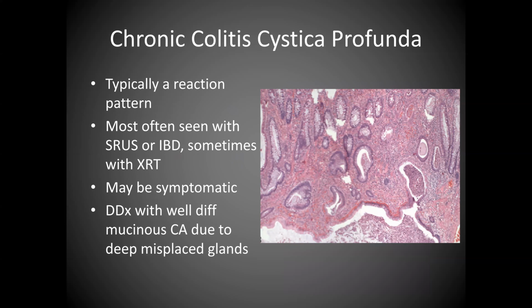Another entity to be aware of is chronic colitis cystica profunda. Typically, this is, again, a reaction pattern associated with solitary rectal ulcer syndrome, straining at stool. Prolapse, maybe the prolapse is occurring of the individual crypts and glands into the submucosa or at least deeper into the muscularis mucosae. And of course, the differential here includes mucinous carcinomas or just misplaced glands.